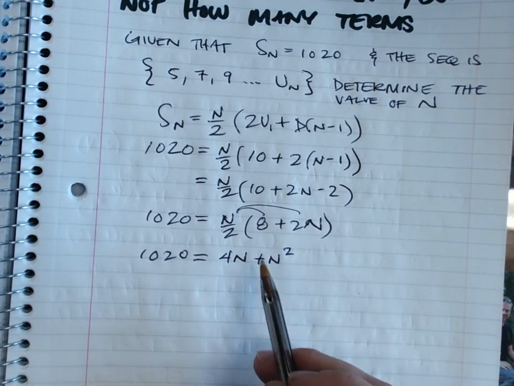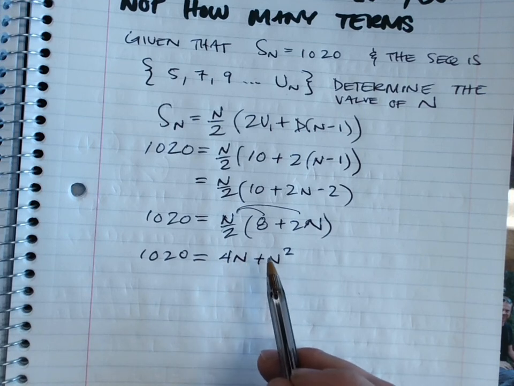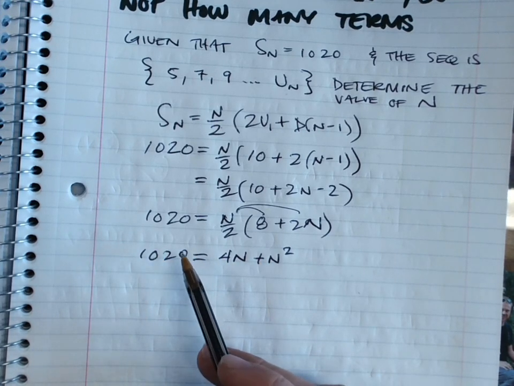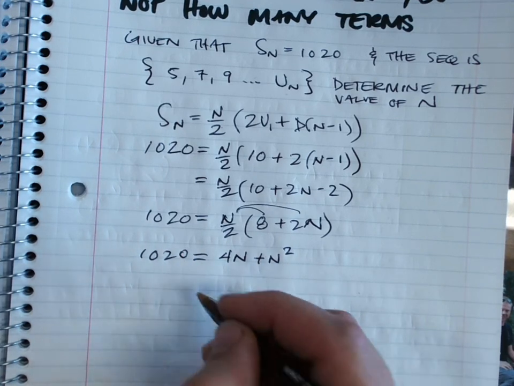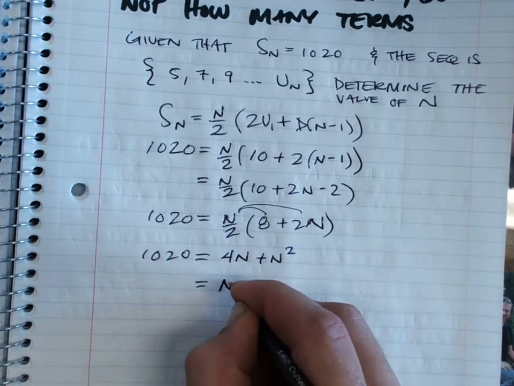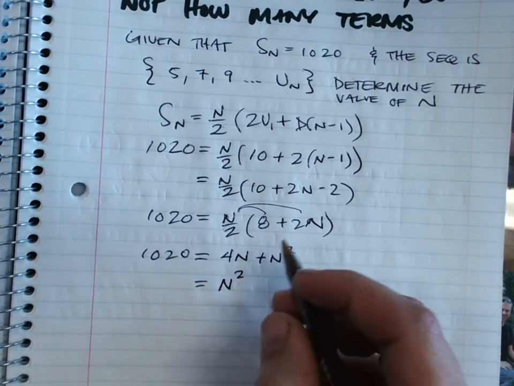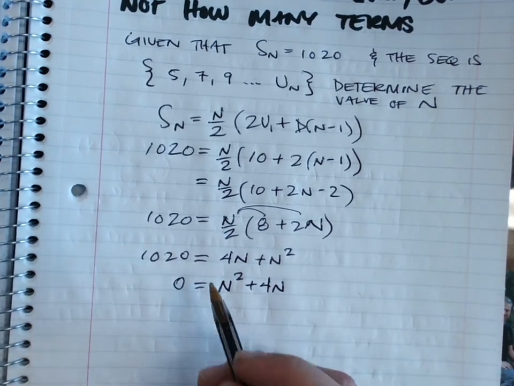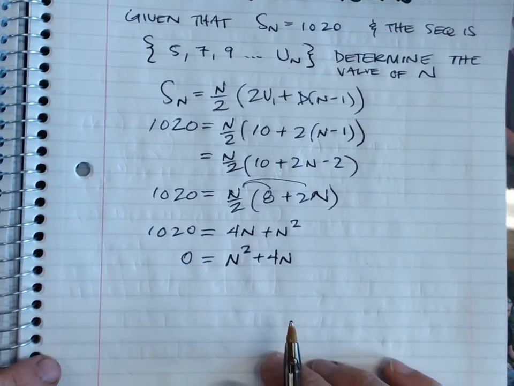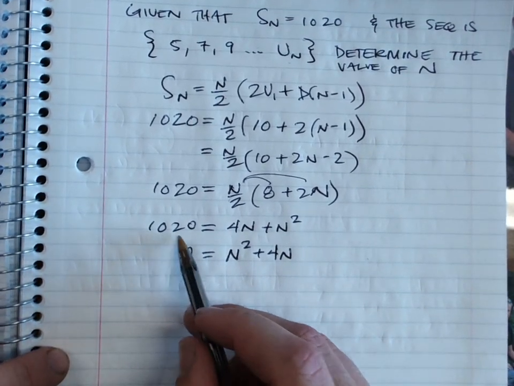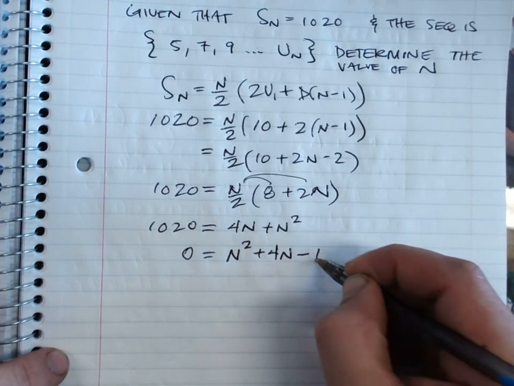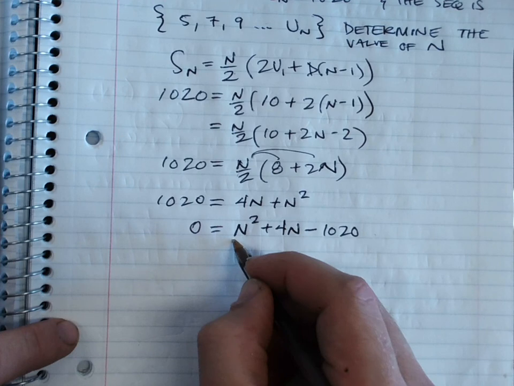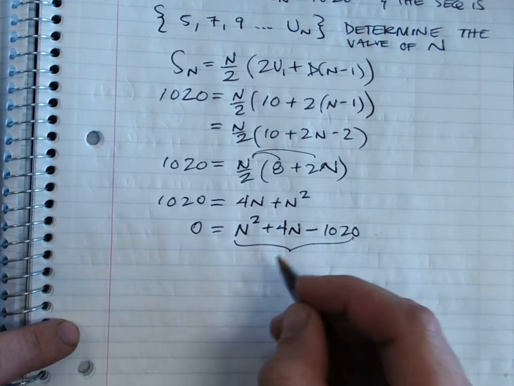Now, not much can happen here. Not like terms. We have an n, we have an n squared, and we have just a regular number 1020, and this is a quadratic. I like to make the n squared first, and the 4n follows, and then it must be equal to 0 for us to use anything that we know how to do. So subtract 1020, and now we have this equation, which is a quadratic.